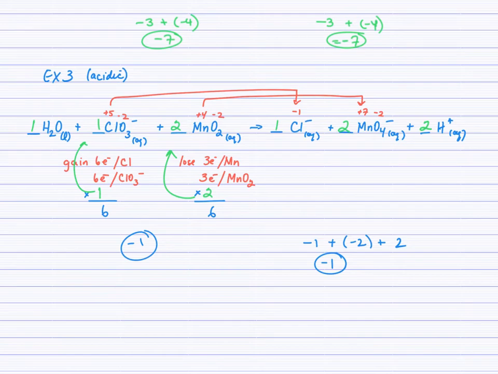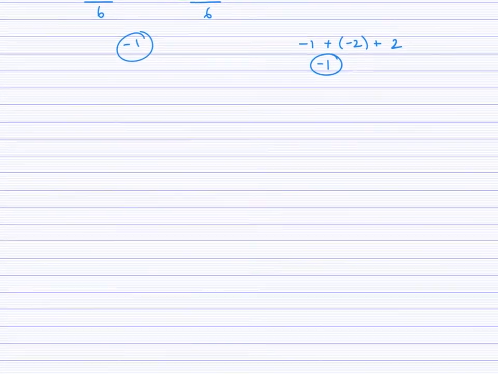Okay, the last example is example 4. We're going to balance this one in basic solution, which means that we'll take it through the entire series of 12 steps. So jot example 4 down and see if you can take it through, at least up to and including the acidic hydrogen ion step, and then check back with me and we'll take it through to base.